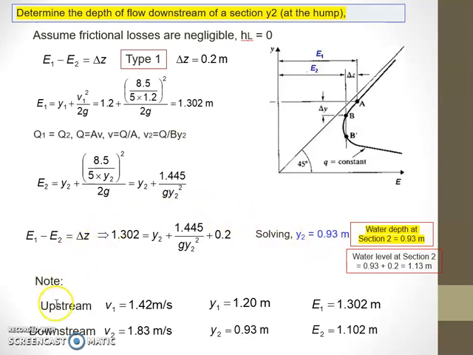So you can list out the summary: the parameters at the upstream, location 1, and the parameters at location 2, which is above the hump. So that is for your case 1 or type 1.